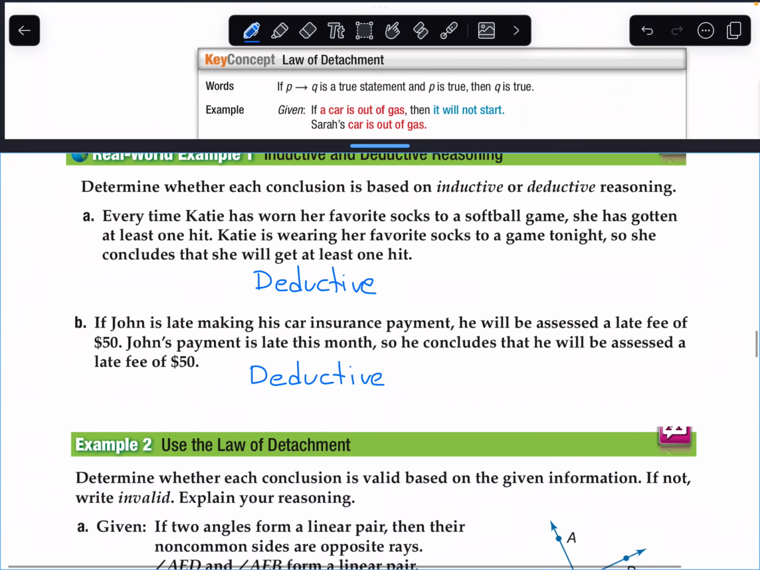The way to make these inductive would be if they had given us that for the last 3 months, John was late making his payment, and each time he got a late fee. So what is he going to get next? Or if he's late this month, what's going to happen this time?